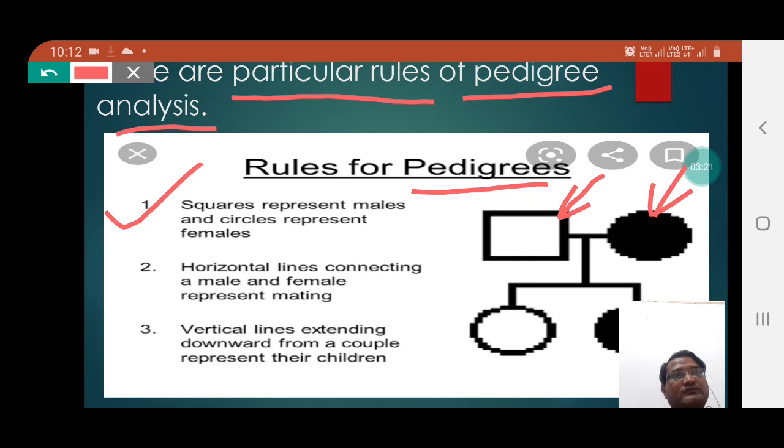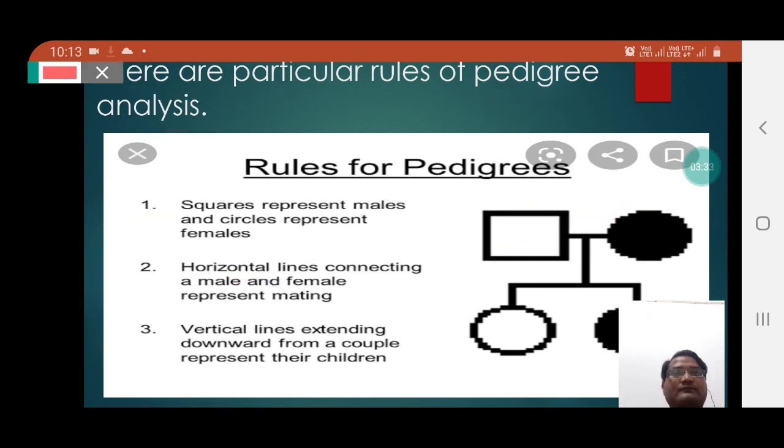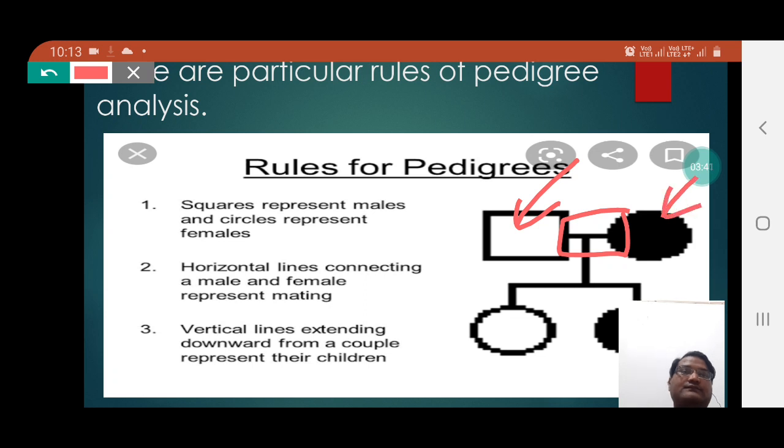The second rule is the horizontal line, which you are seeing here. This horizontal line connecting male and female represents mating. It shows the reproduction which is taking place between the male and female. So students, this horizontal line shows the mating, that is the reproduction.